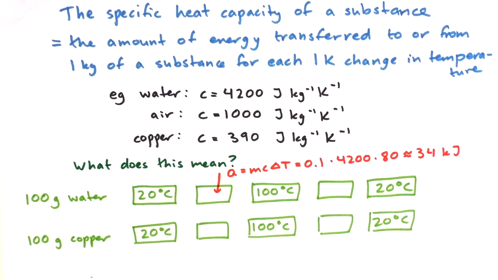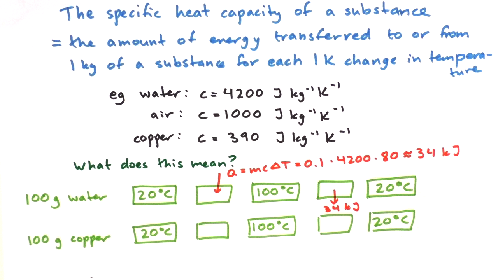So that's how much energy we have to add to the water to heat it from 20 to 100 degrees. And because everything here is reversible, that means that cooling it down from 100 degrees to 20 degrees is actually going to release the same amount of energy that we added before. So we don't have to do any calculation again for this. We can just write down that the amount of energy we have to take out of the water to cool it down is also 34 kilojoules.